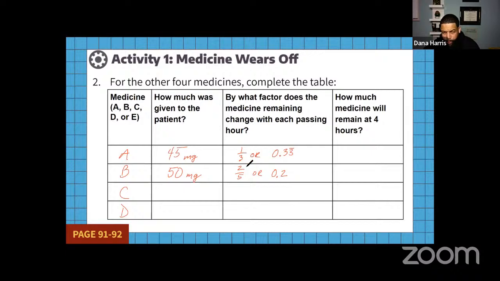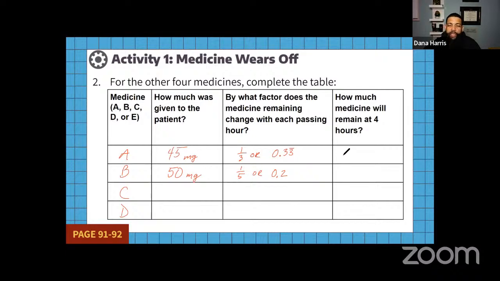I think I wrote that wrong. 2 out of 10, 0.2 is not 2/5. Let me erase that. I wrote that wrong. That would actually be 2 over 10 is 1/5. Okay, so that would be 1/5. I got to remind everybody that that's what it is.